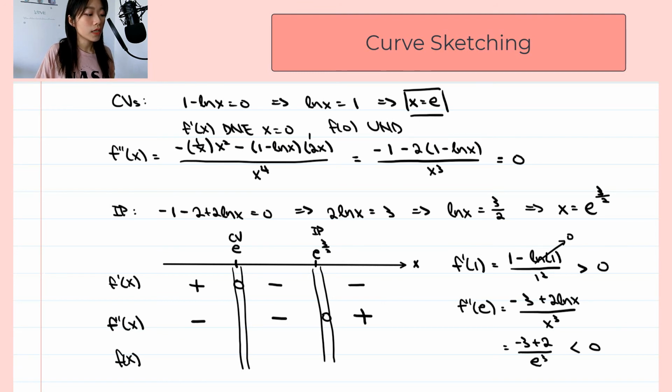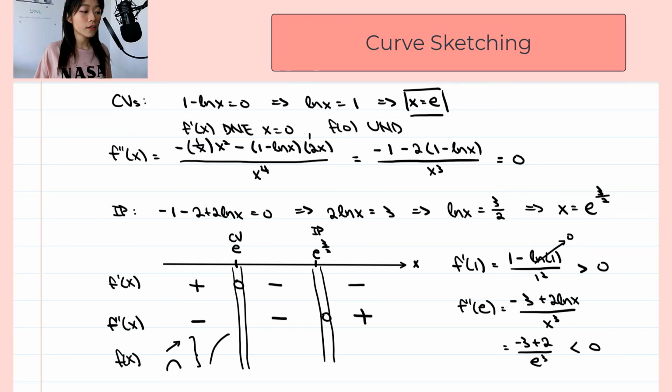So what does that tell us on the graph? When the first derivative is positive, it means the function is increasing. And when the second derivative is negative, it means the function is concave down. So we combine these two, and we get that the function will look like this.